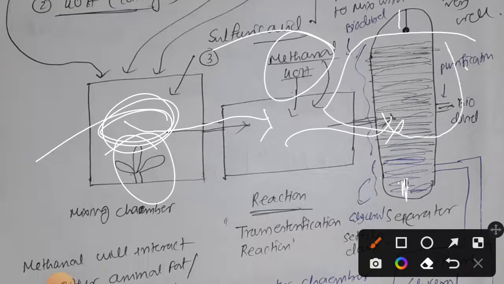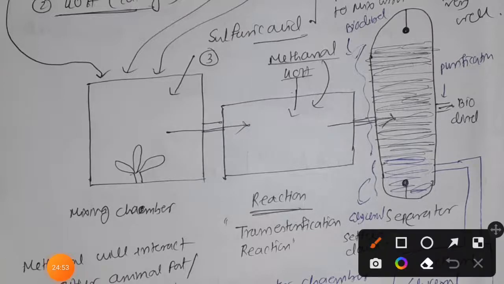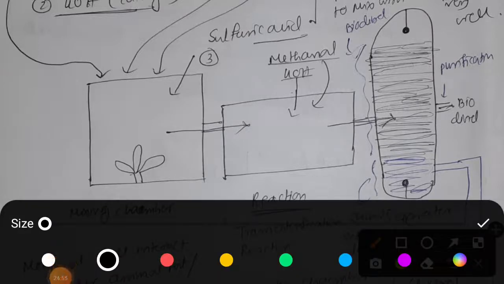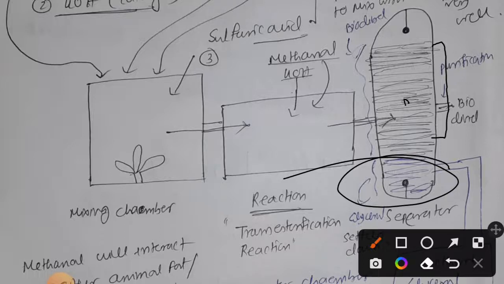The first will be our biodiesels, that is nothing but the fatty acid. This fatty acid will be floating on the top, and in the bottom there will be glycerol. So this fatty acid, we will simply extract those fatty acids, that is biodiesels, and there will be a purification process too. After the purification process we will get the biodiesel that we can use.